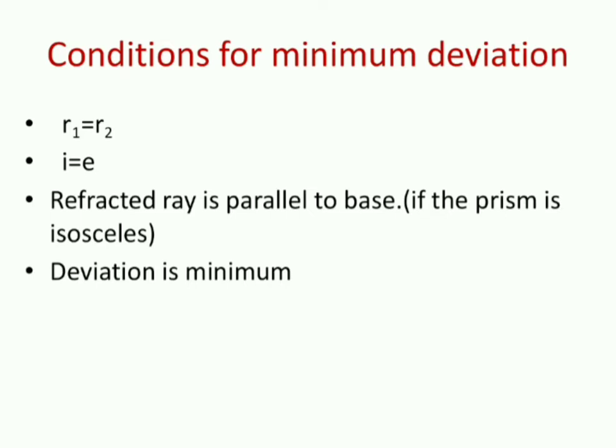Then conditions for minimum deviation. Just now I told you I and E become equal, R1 and R2 become equal, and the refracted ray becomes parallel to the base of the prism, provided it is an isosceles prism. And deviation will be minimum. Delta becomes minimum.